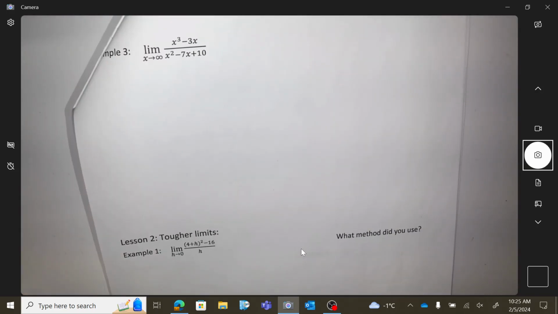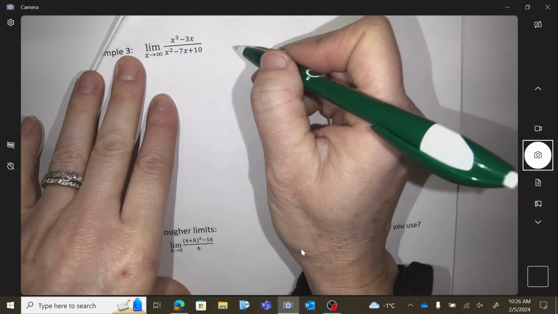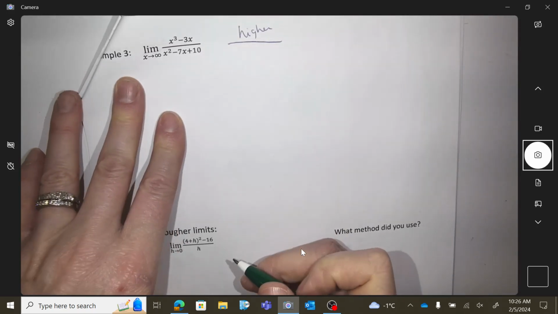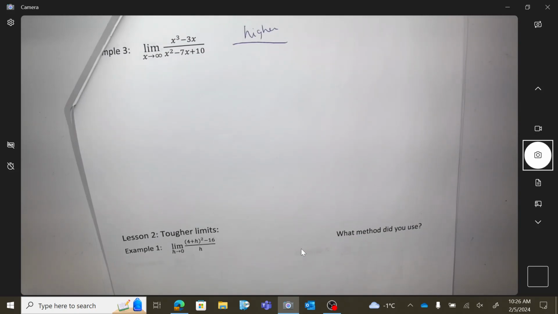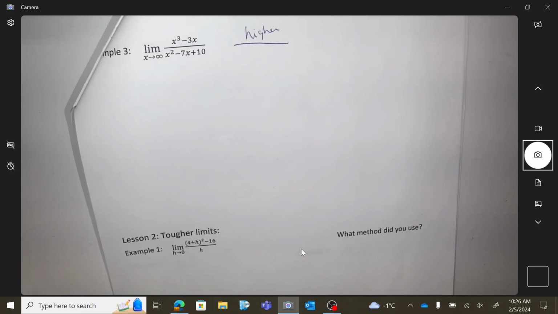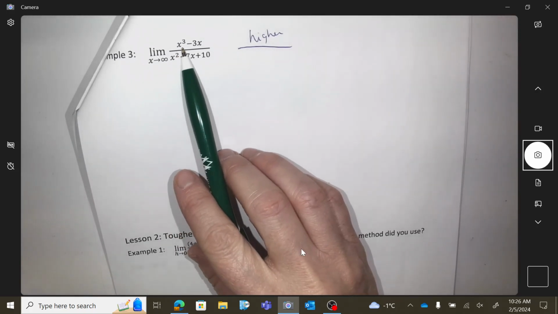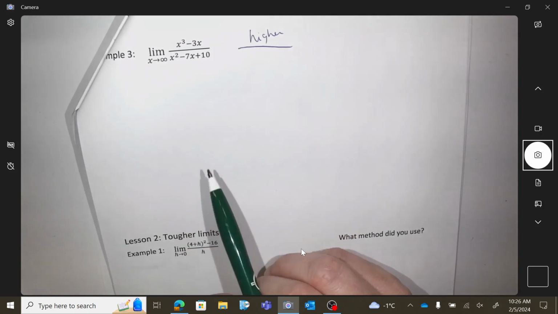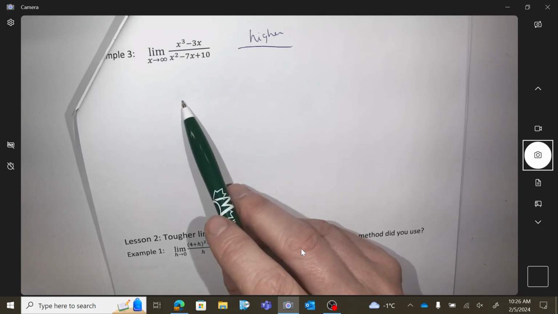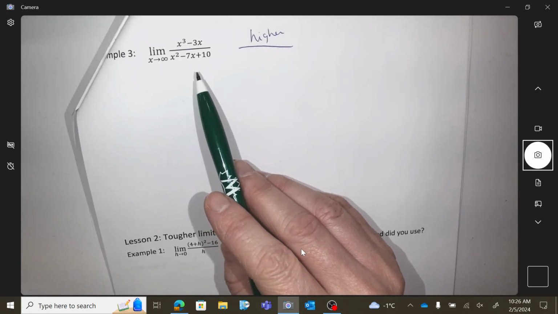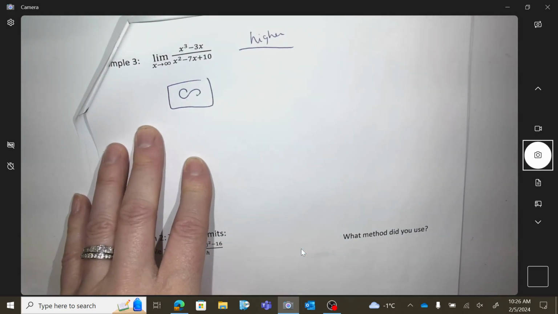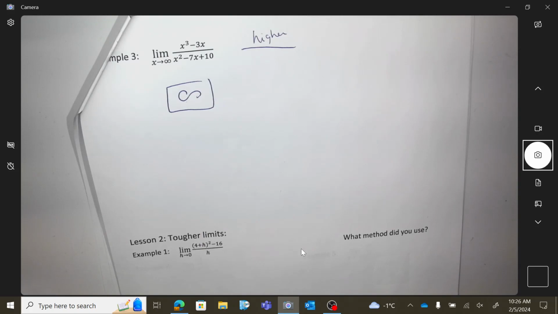Okay, so this one, let's talk about degrees. I can notice it's higher on the top, right? So what's happening to my number? If I'm doing a big number cubed divided by a big number squared, what's eventually going to happen to this number? It's just going to get bigger and bigger and bigger, right? So then if it's just going to get bigger and bigger, then that's going to be the answer.